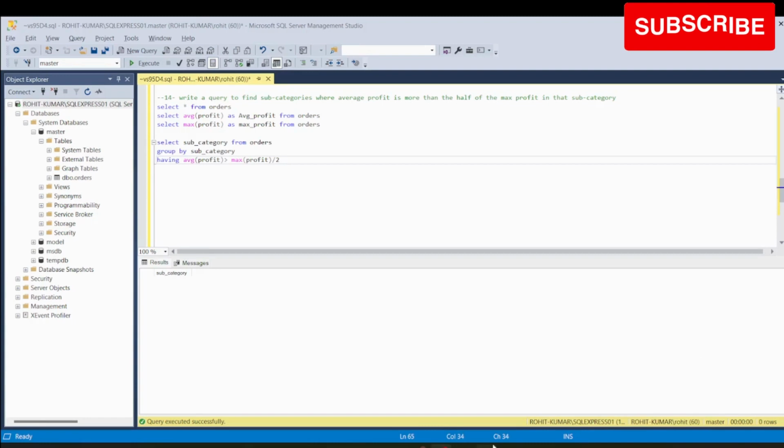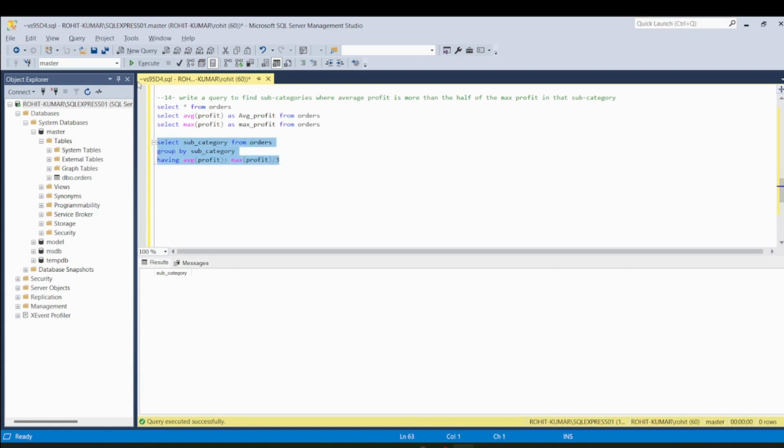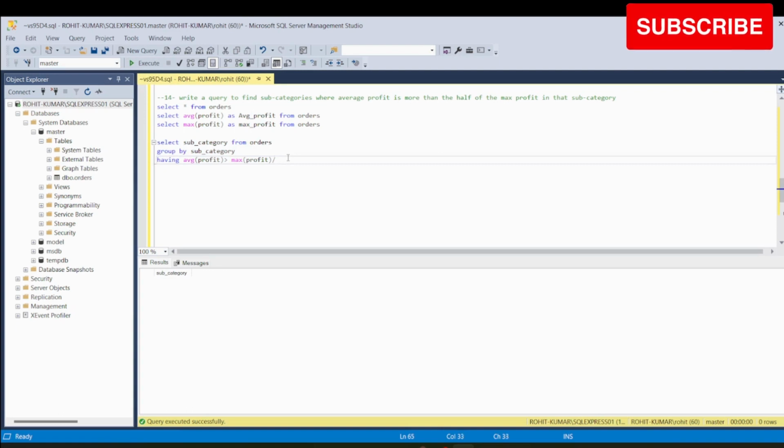Okay, so as we can see, we are getting no result here because there is no such subcategory where average profit is greater than half of max profit. So let's put a 3 here and see if there are any results. If we divide max profit by 3, we are still not getting any results. Let's put 10 here and see whether we get any.